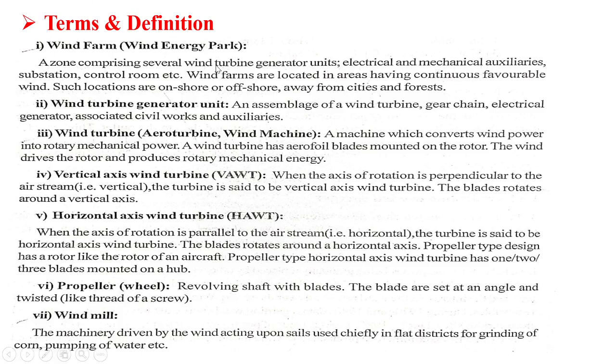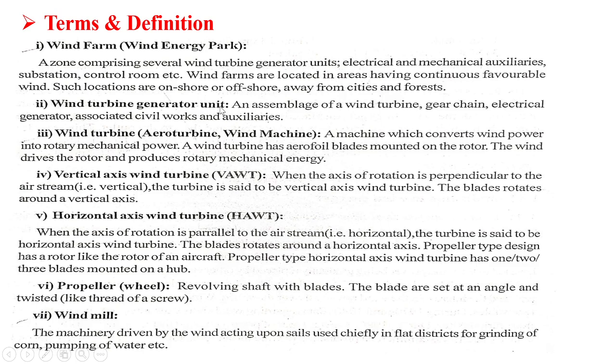Wind farm. Now see some terms and definitions. Wind farm, wind energy park: a zone comprising several wind turbine generator units, electrical and mechanical auxiliaries, substation, control room, etc. Wind farms are located in areas having continuous favorable wind. Such locations are onshore or offshore, away from cities and forests.